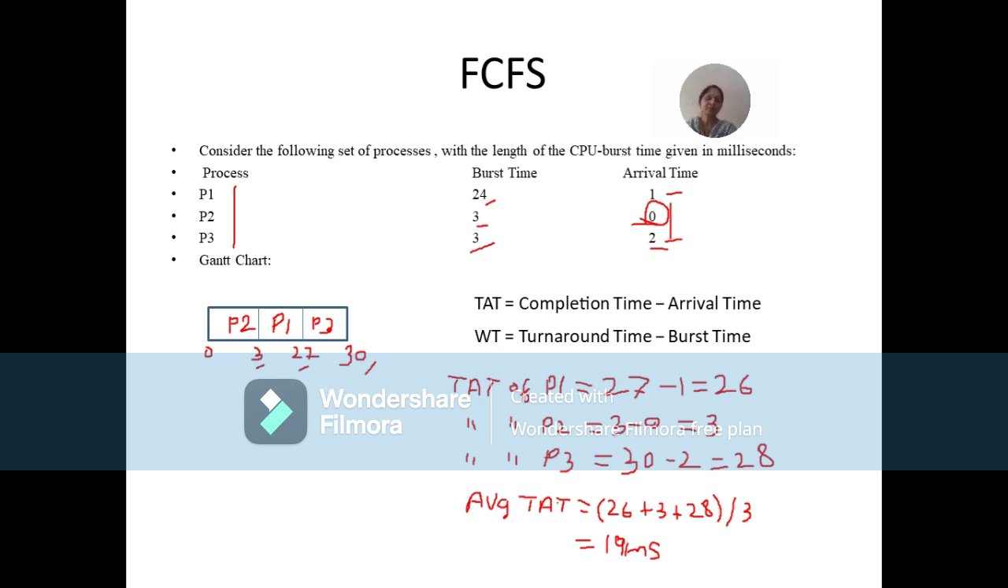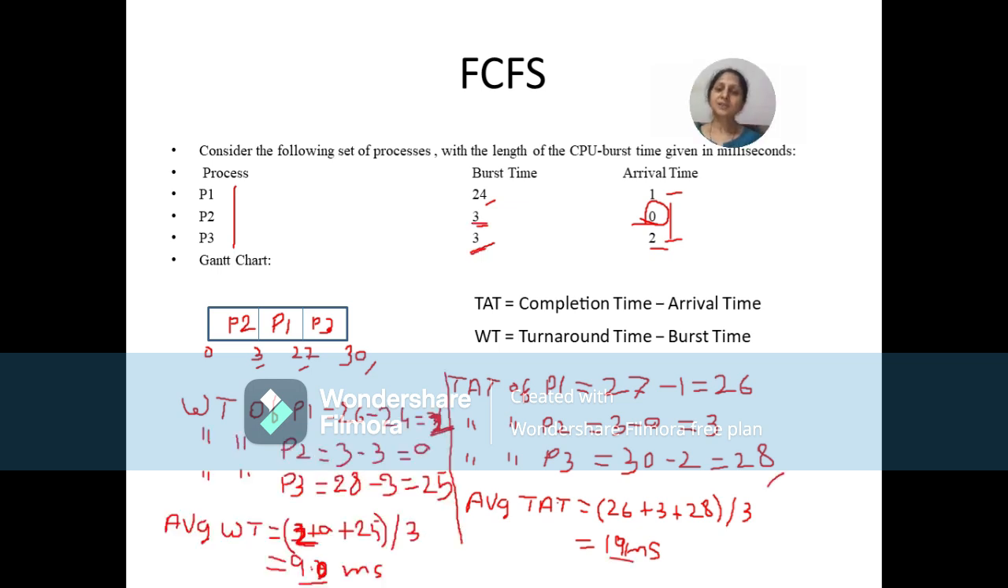Now it is time to calculate the waiting time as well as the average waiting time. The waiting time of P1 is turnaround time minus the burst time. What is the turnaround time of P1? It's 26. And what is the burst time of P1? That is 24. So 26 minus 24. Here you can see we have calculated the waiting time of process P1, process P2 and process P3, and along with that we have also calculated the average waiting time, which is 27 divided by 3, 9.0 milliseconds.